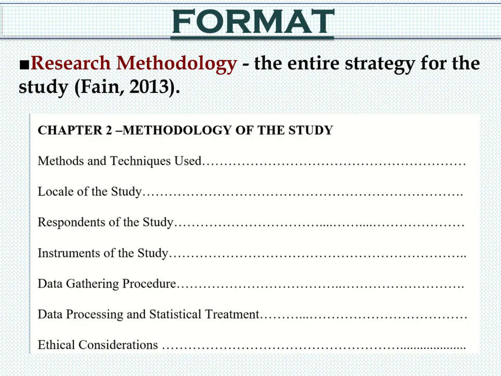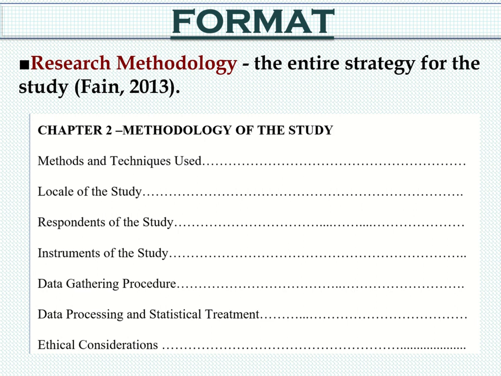So let's define first research methodology. When we say research methodology, it is considered to be the entire strategy for the study, from identification of the problem to final plans for data collection. By now, we already know that there are two broad categories of research methodology. Diba, you have your qualitative research and quantitative research.